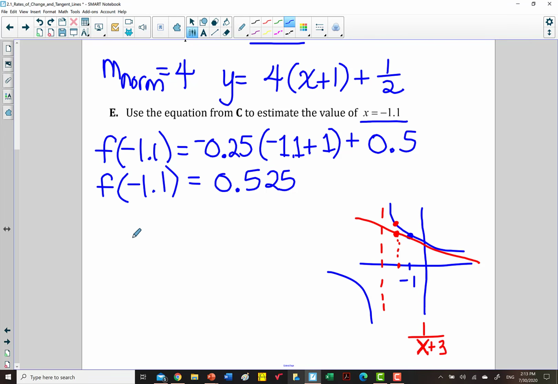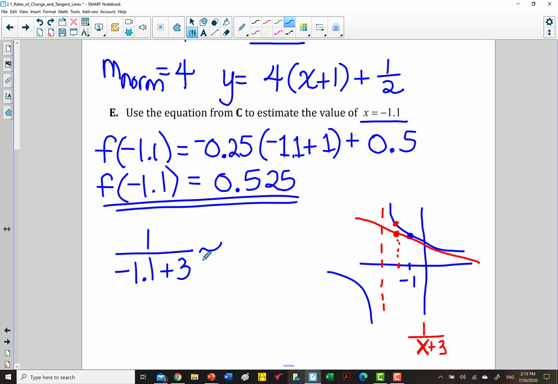Okay? So it's close to the actual value, and if you wanted to know the actual value, you could put negative 1.1 plus 3 and calculate that number, which turns out to be 0.526.